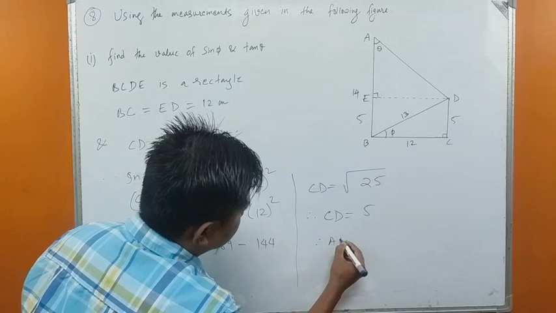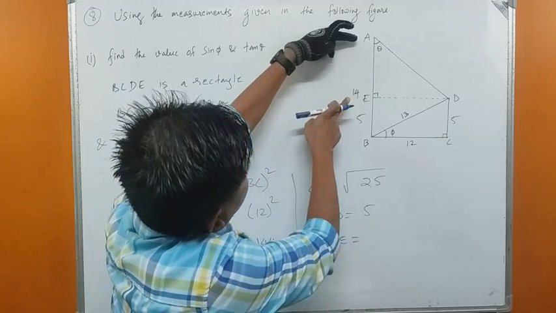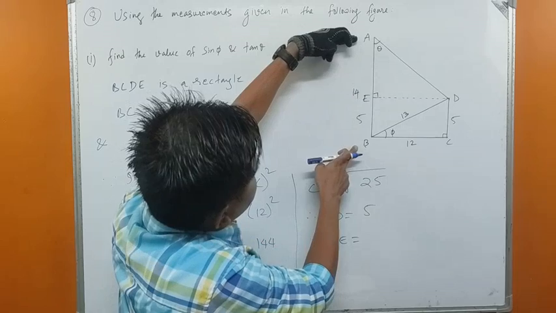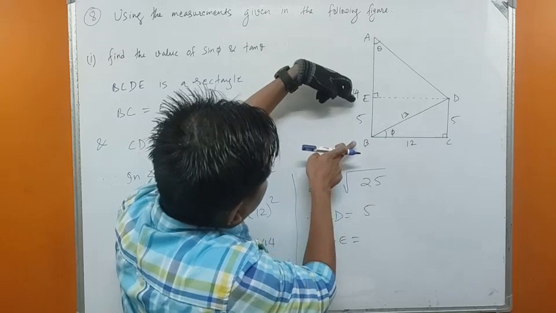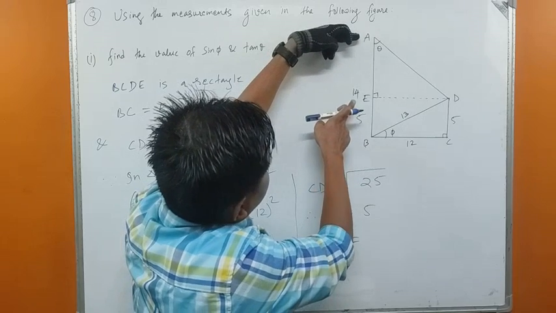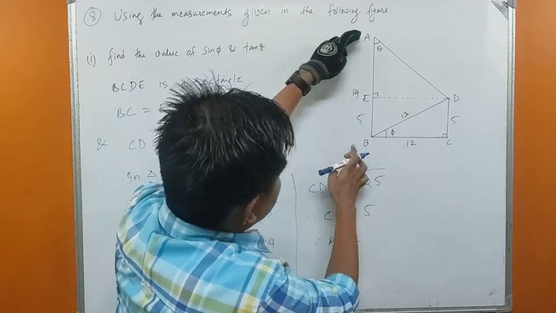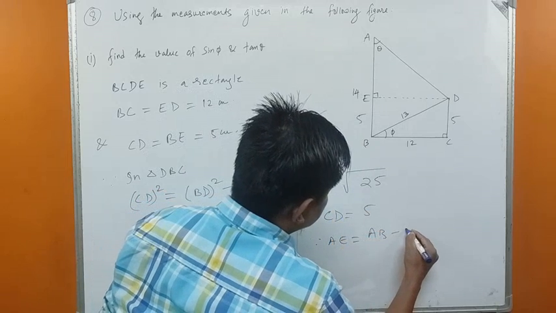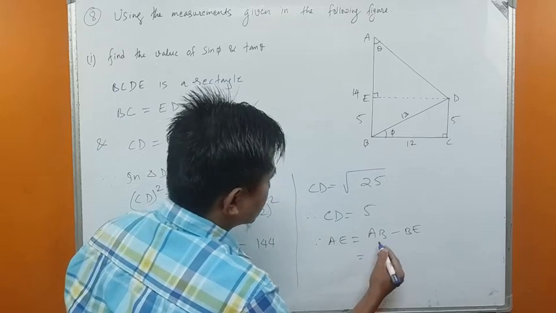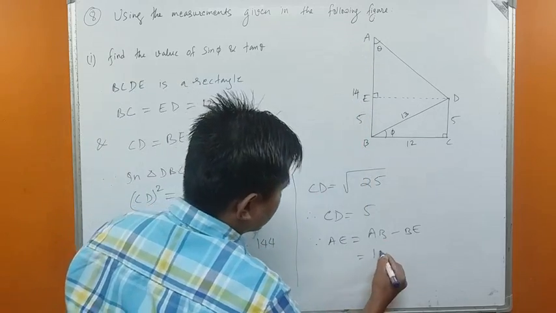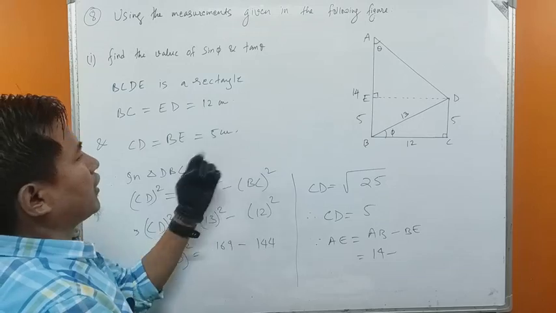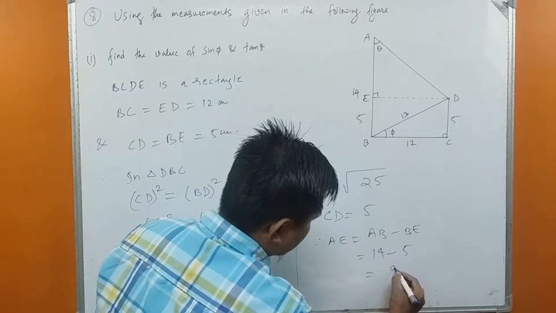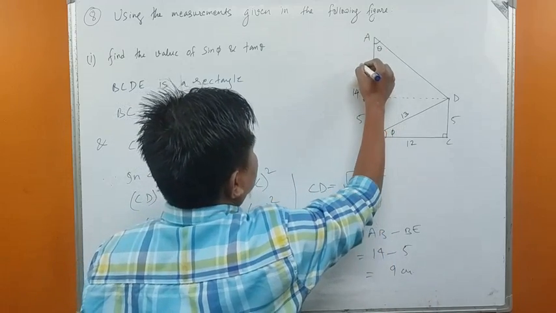Now let us find AE also. Since AE equals total AB minus EB or BE, if you subtract BE from AB we get AE, isn't it? So total length AB minus this length BE equals AE. What is AB? AB is given to us as 14, minus what is BE? BE we found 5, because CD and BE are equal. 14 minus 5 is 9, isn't it? So AE is 9 centimeter.